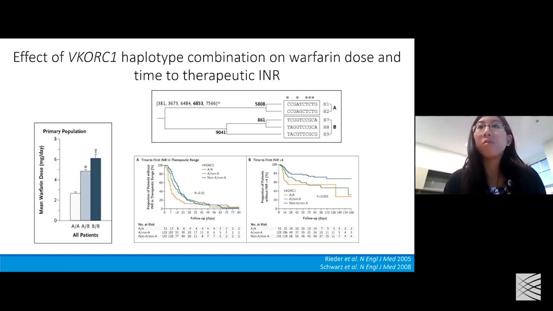Another study looked at clinical outcomes. They measured the time to the first therapeutic INR, and INR is basically a blood test that measures how thin the blood is on warfarin. They found that those who belong to the low dose haplotype group reached this therapeutic INR much quicker, so they had a decreased time to the first INR. They also looked at those who had an INR greater than 4, so beyond what is targeted and would increase the risk of bleeding events. And those in the low dose haplotype group also had a decreased time to that as well.